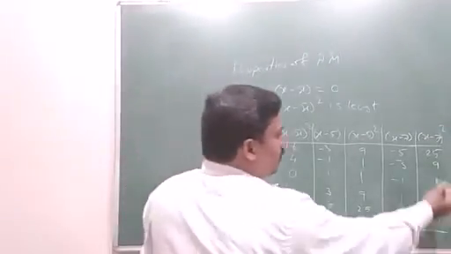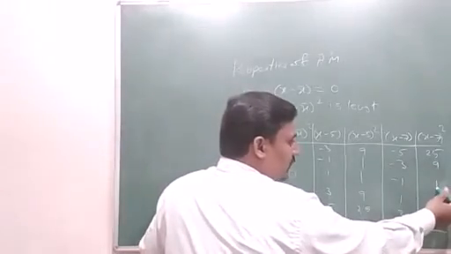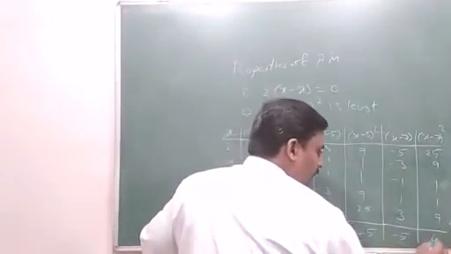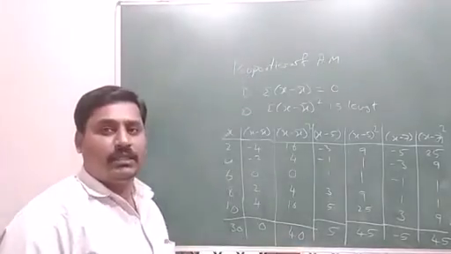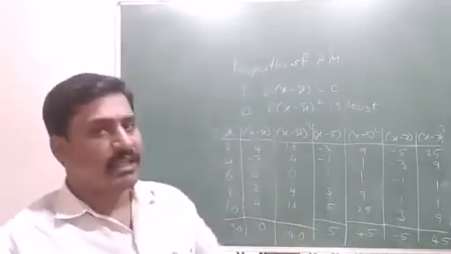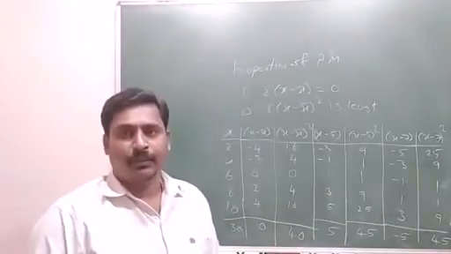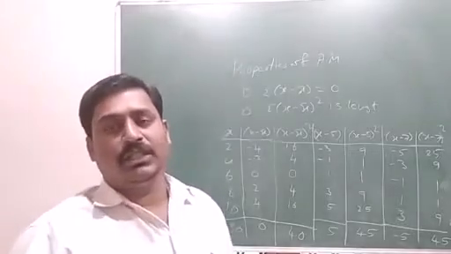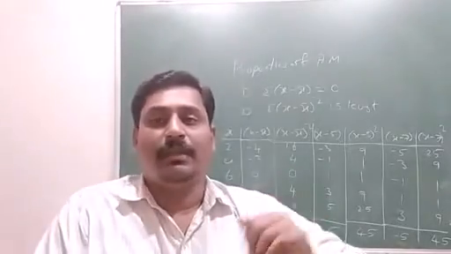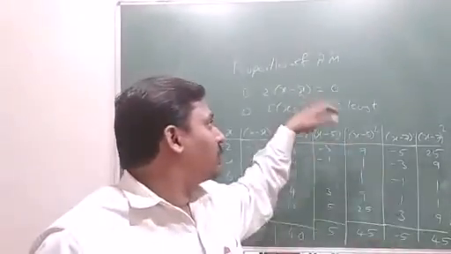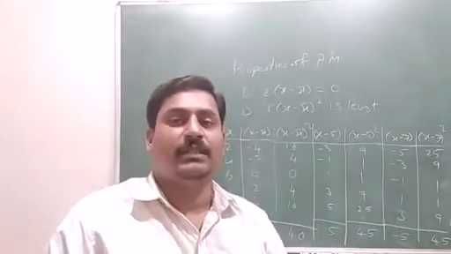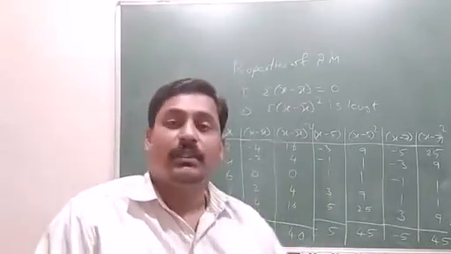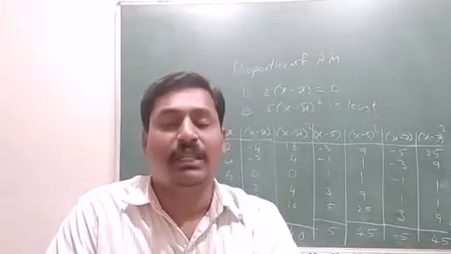And here 25 plus 10, 35 plus 10, 45. So again it's not least, as it's more than the summation of (x minus x bar) square. So here we can say that the property of arithmetic mean is right. The summation of x minus x bar is 0, and the summation of (x minus x bar) square is the least.